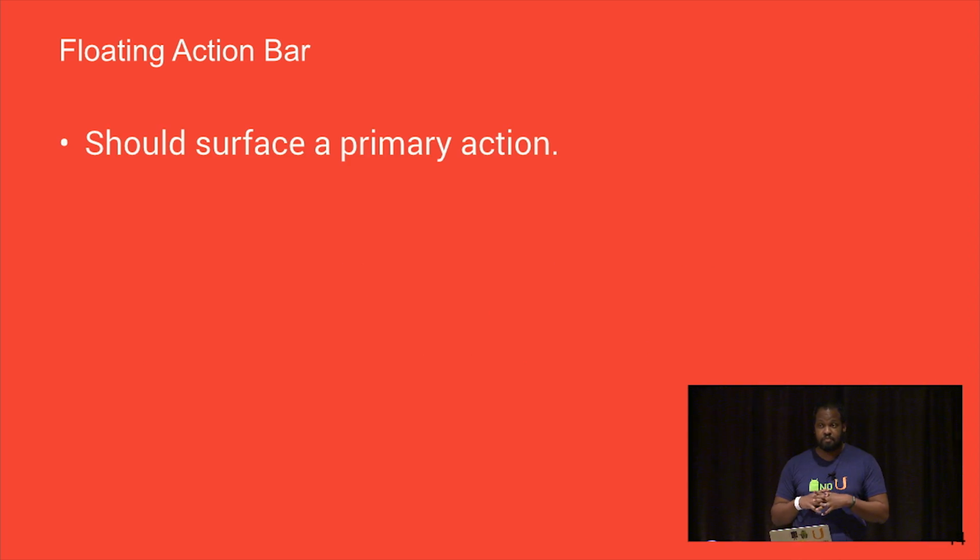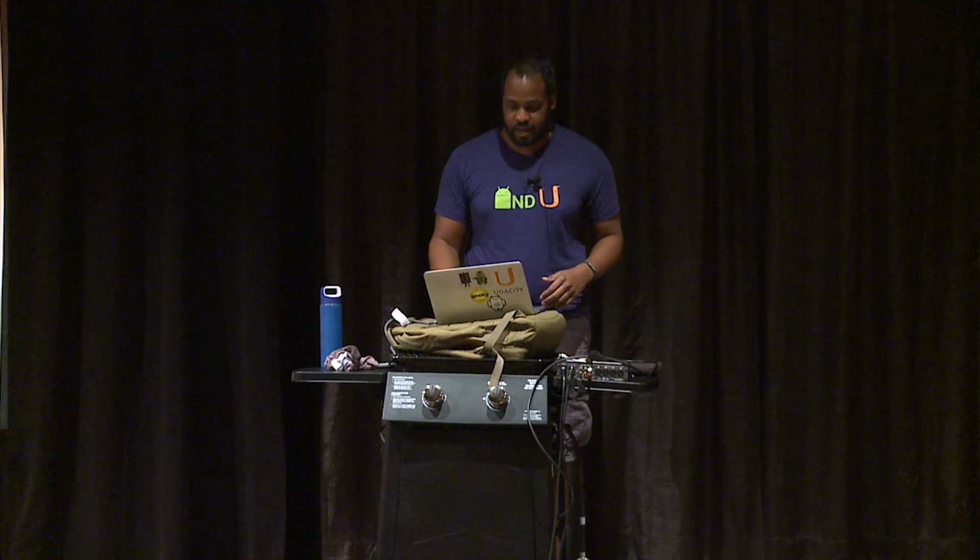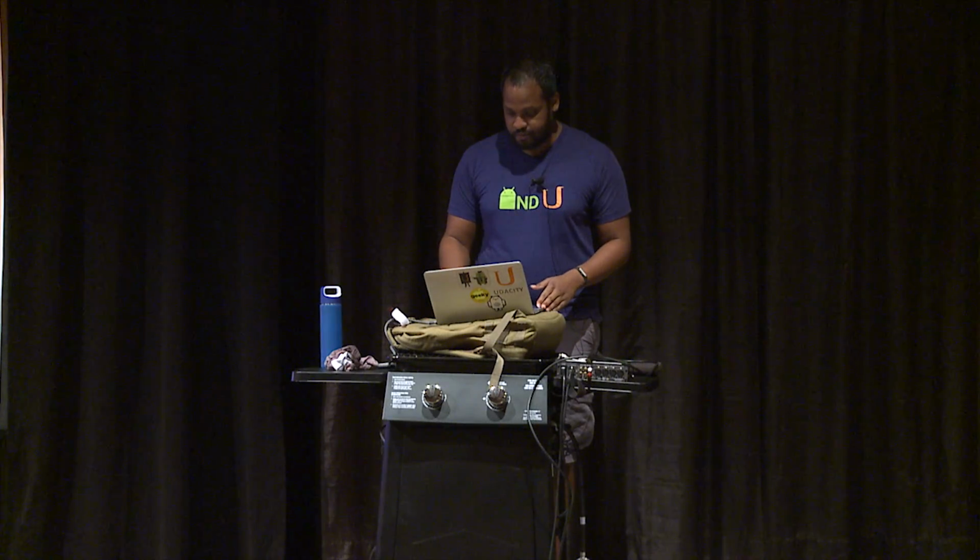One of the things that showed up there was a floating action bar. A floating action bar should serve as a primary action for your app. It's not needed for every single app. If you don't have something that your user is doing 80% of the time, you shouldn't have a floating action bar, and there should be at most one.